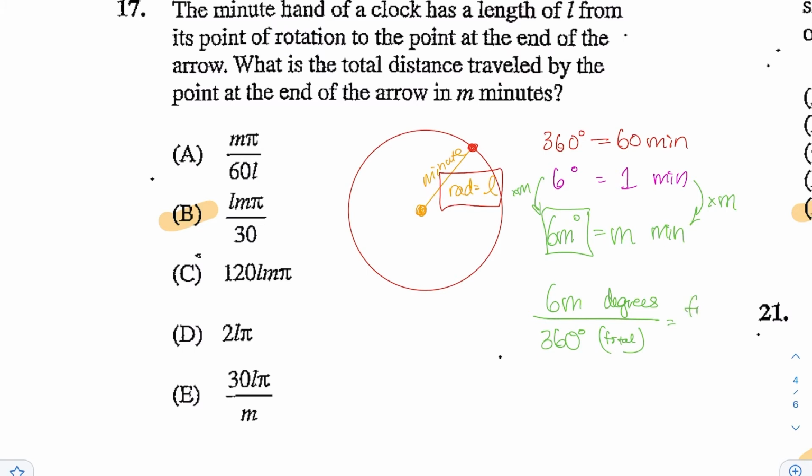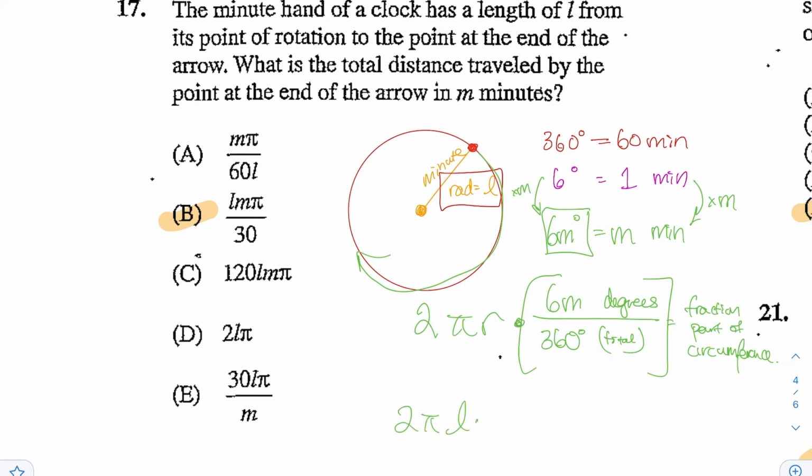So this fraction represents the part of the circumference. So I have to multiply this by 2 pi r, which is the circumference. So this circumference multiplied by this fraction will give you how far along the circumference the minute hand travels in M minutes. So you know that the radius is equal to L. So you have 2 pi L times 6M over 360.